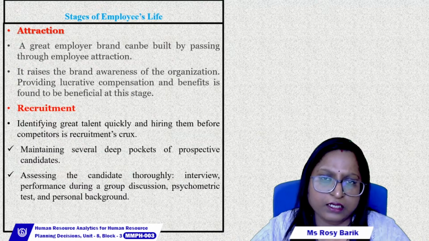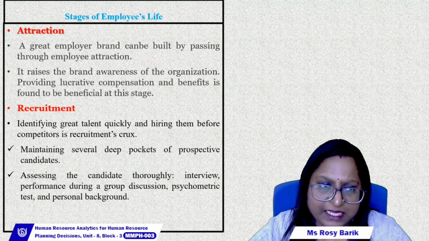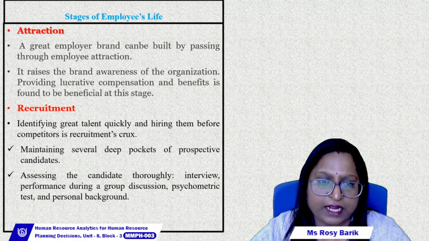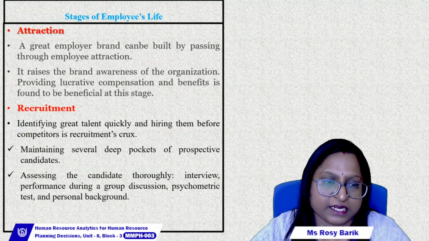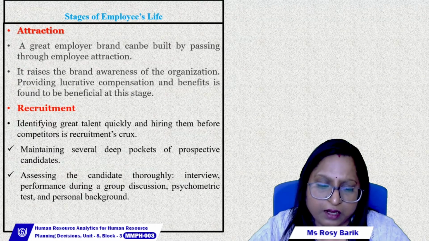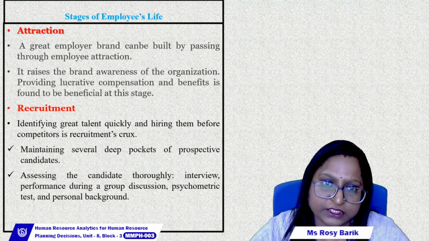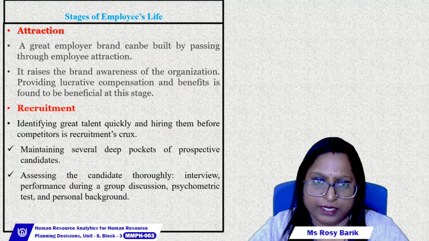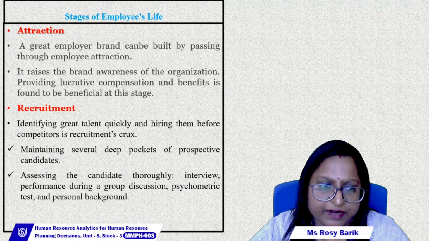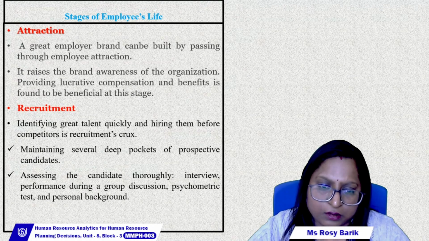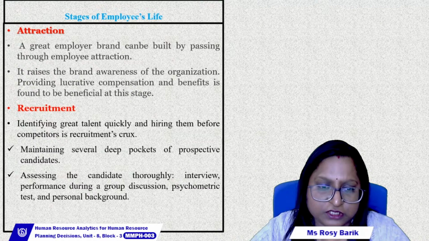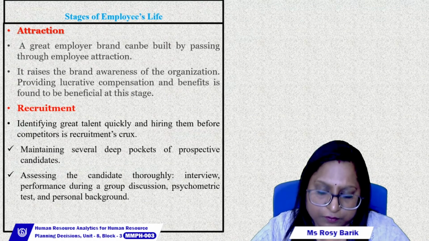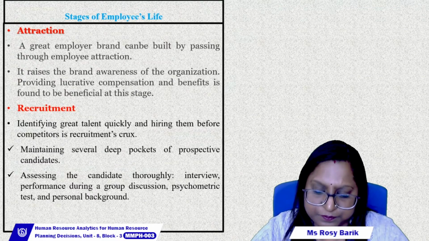Now we'll move to the recruitment stage. This stage says that identifying great talent quickly and hiring them before competitors is the recruitment crush. That means if the organization finds people who are suitable for the organization and wants to hire them, then first they have to recruit those people. Then they maintain several deep pockets of prospective candidates, assessing the candidates through interview, performance during group discussion, psychometric test, and personal background. These are the stages of the recruitment process.